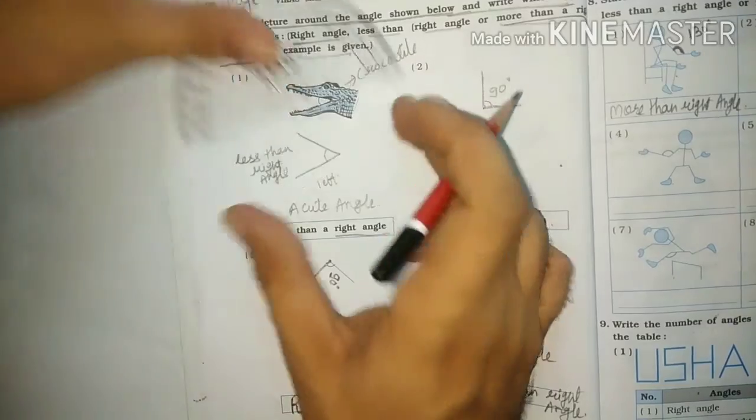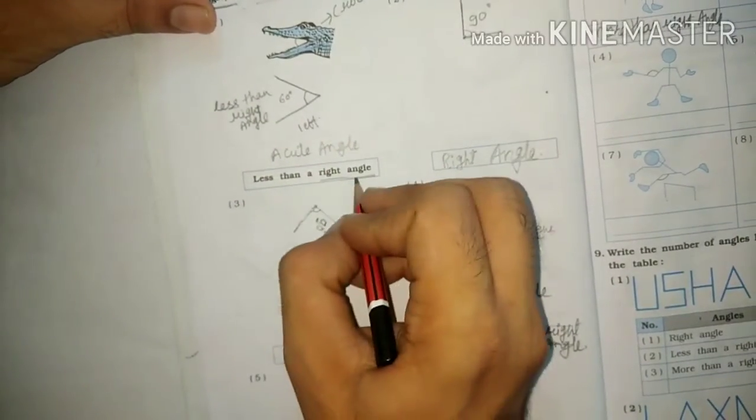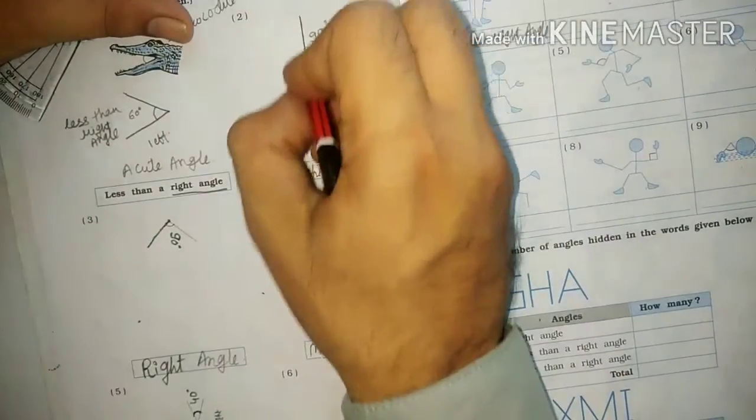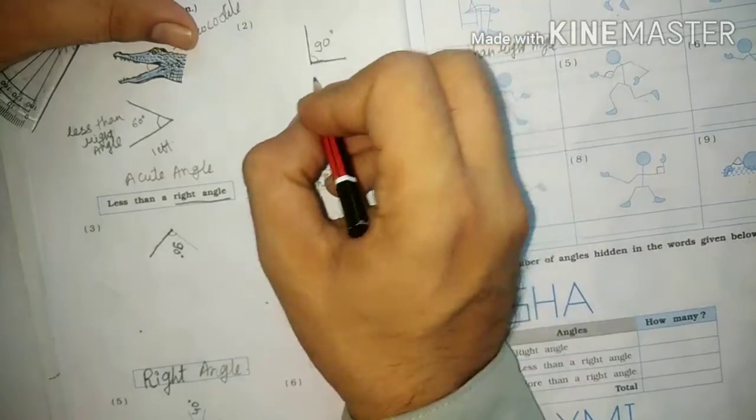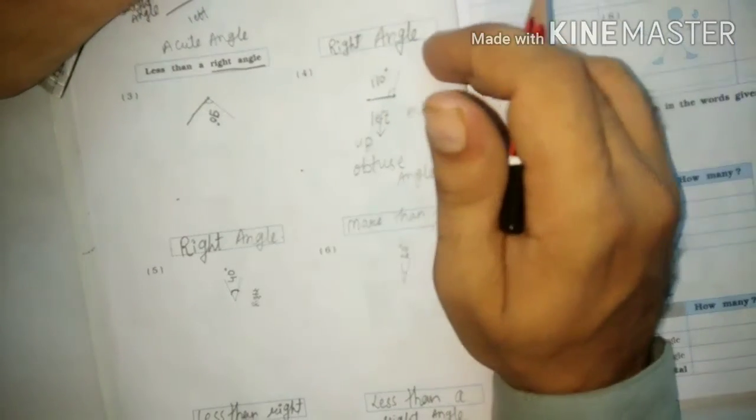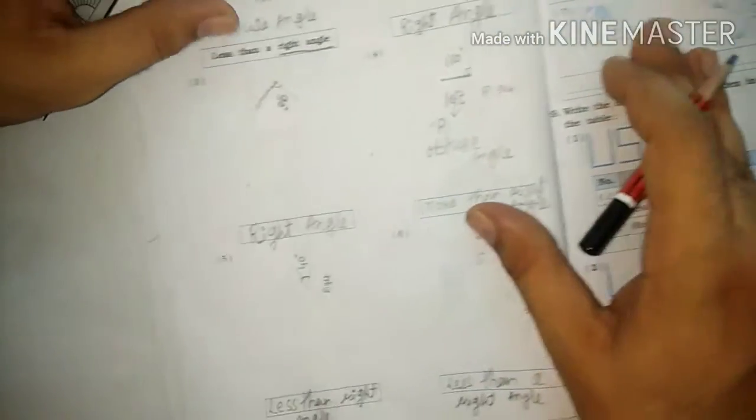This one is 60 degree. 60 degrees is less than 90 degree, so it is less than a right angle. Of course, this is an L shape, no need to measure this. This one is 90 degree, 90 degree means right angle, write it down here in the right angle. Let's do the next sum.